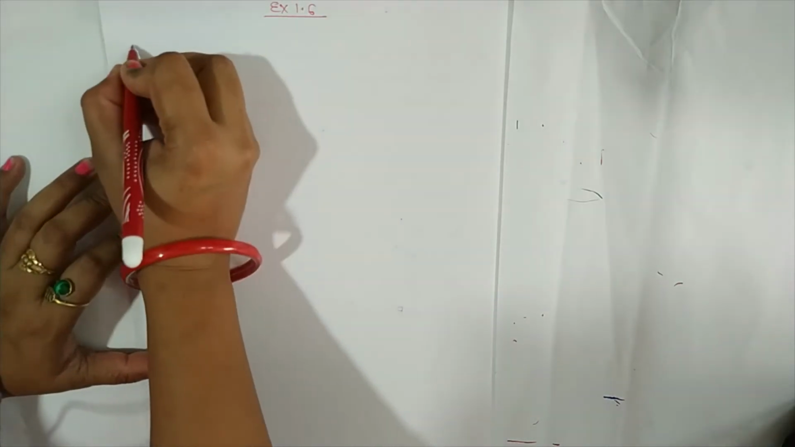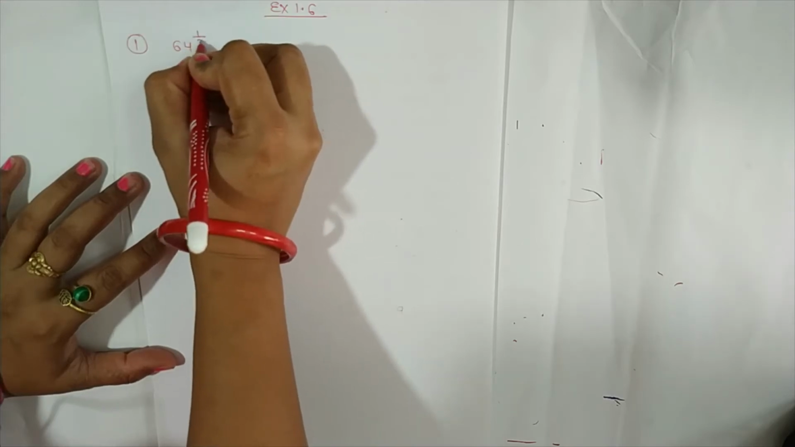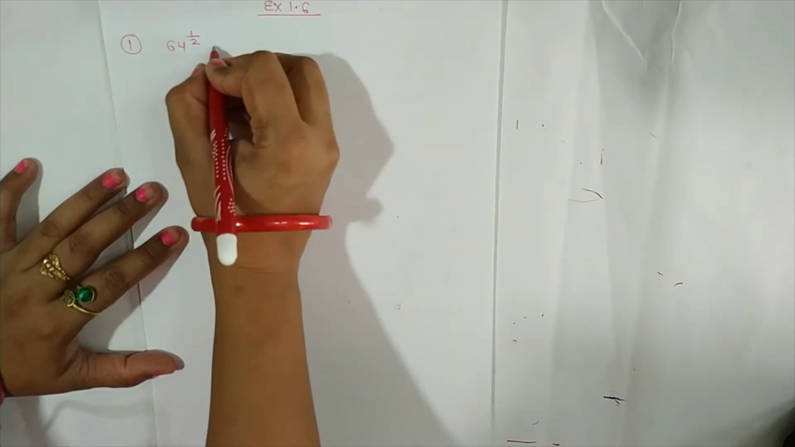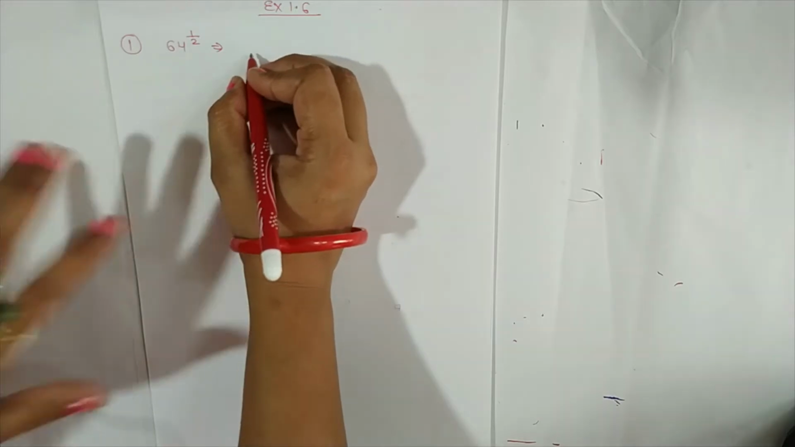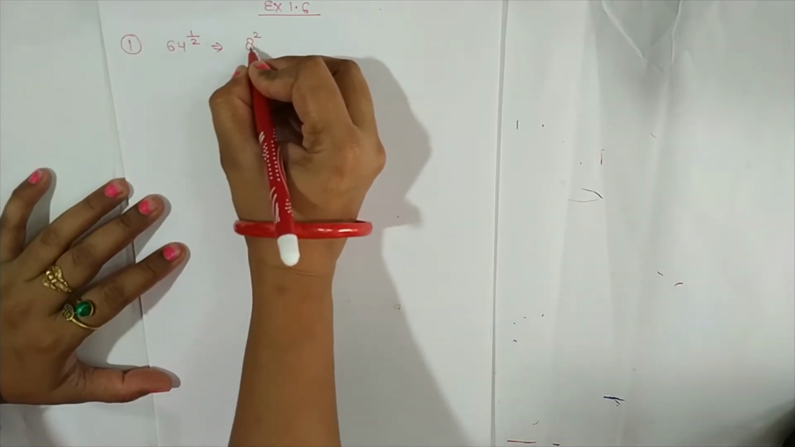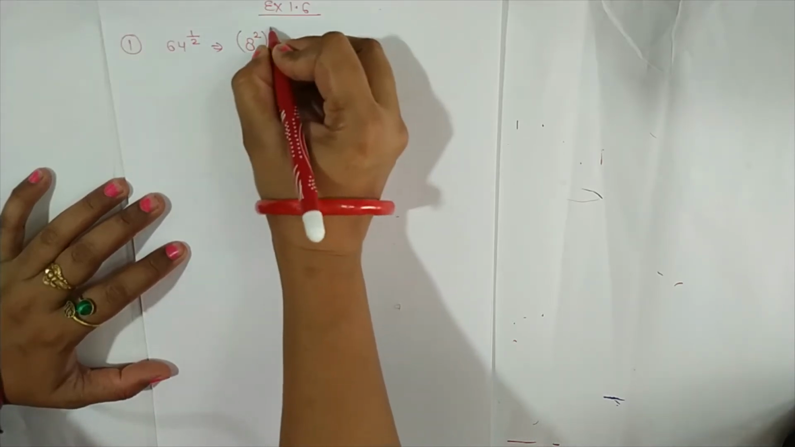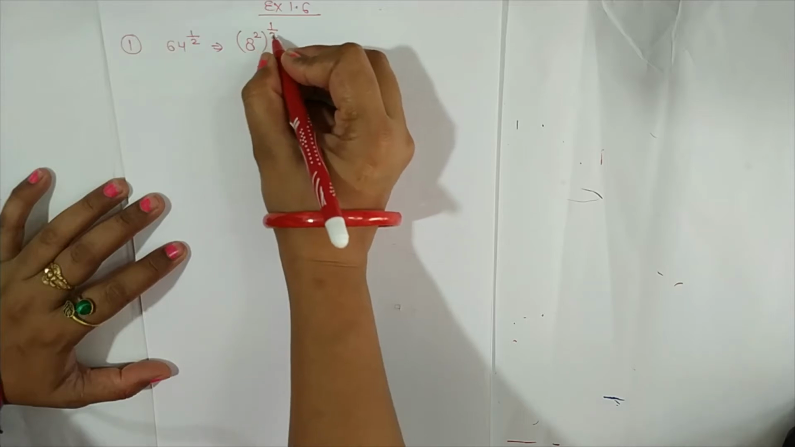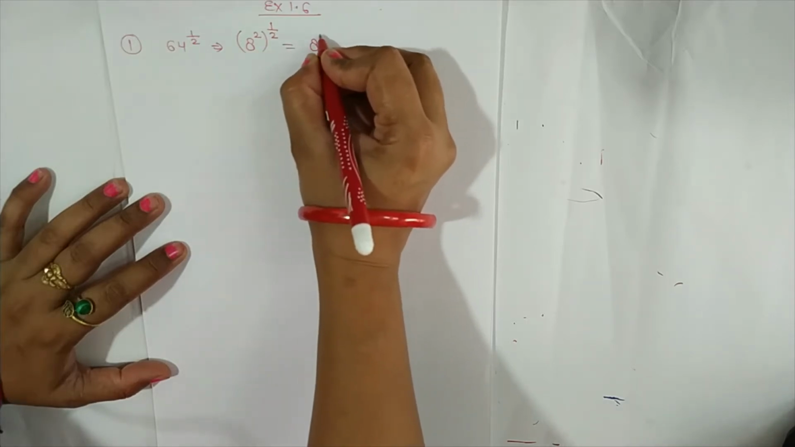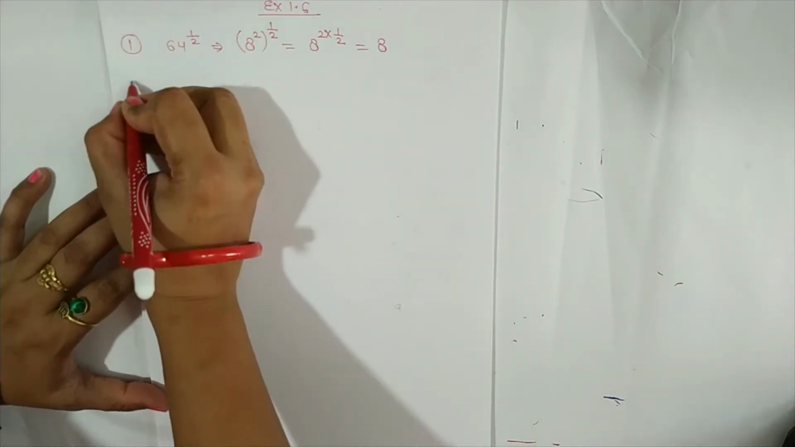Question number 1. 64 to the power 1 by 2. It can be written as 8 to the power 2, because 8 into 8 becomes 64. Now the whole power is 1 by 2. So it can be written as 2 into 1 by 2. So the answer is 8.